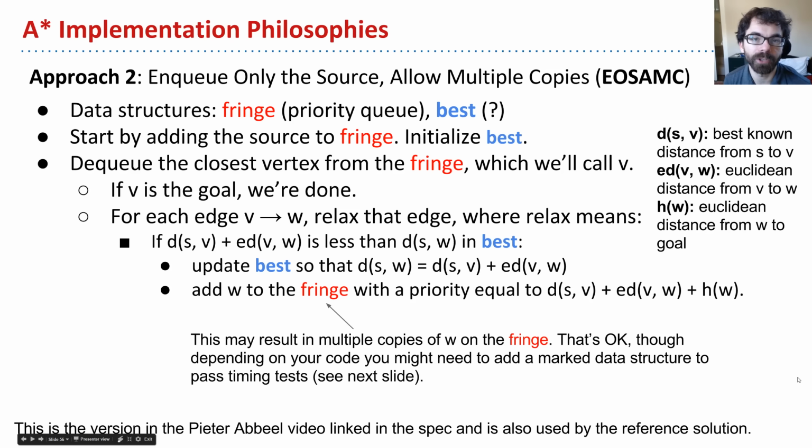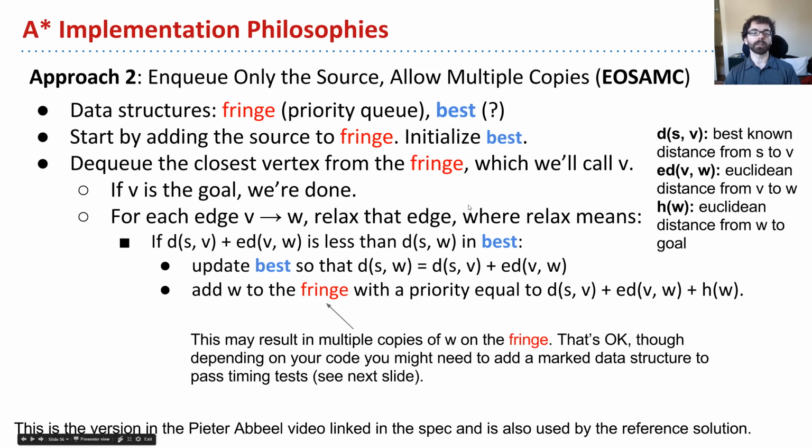So, if you're doing approach 2, your code works like this. You start with a fringe. Your data structures are a fringe, which is a priority queue, and best, which is whatever you decided it to be. It is going to store our best known distances and our parents. So we start by adding the source to the fringe only with some arbitrary priority. It doesn't actually matter. And then we initialize best in whatever way seems appropriate.